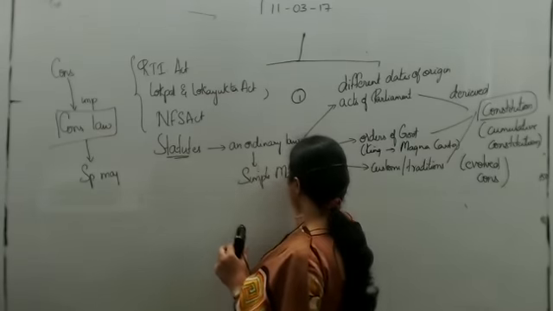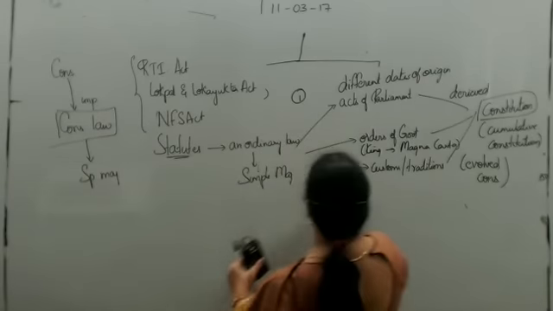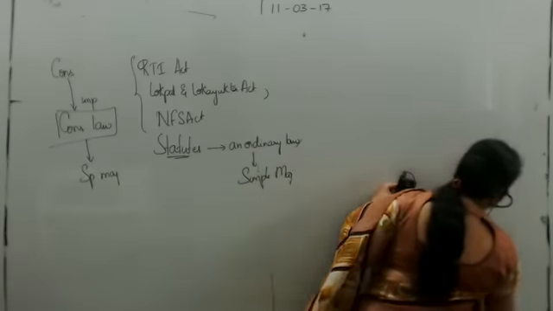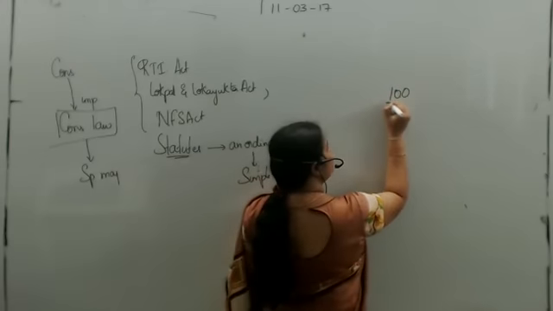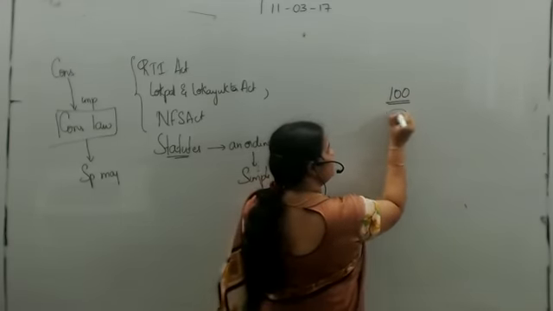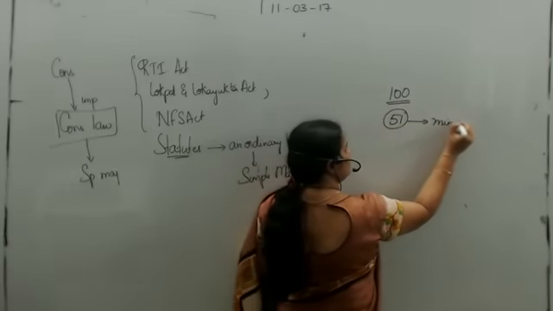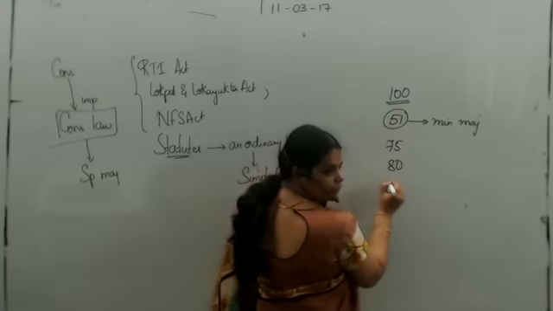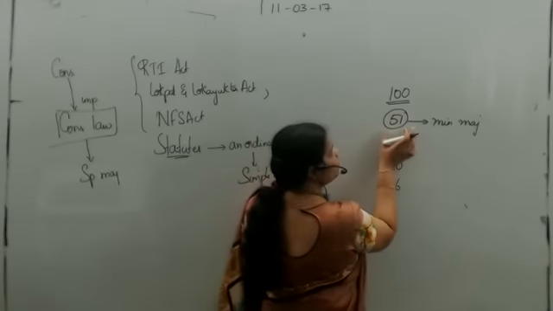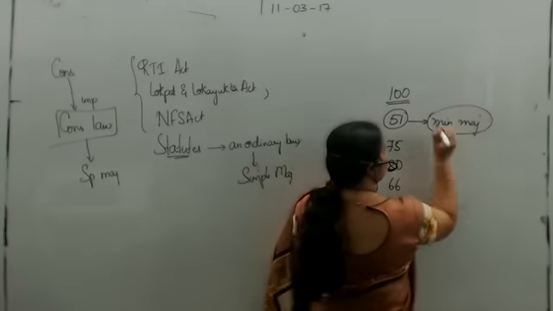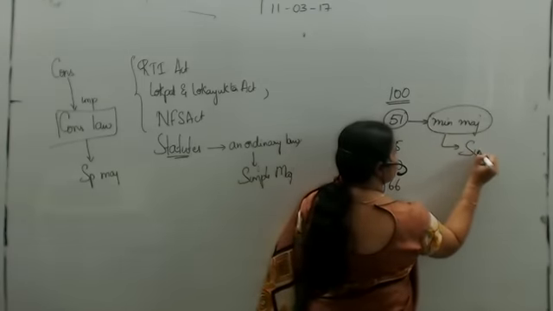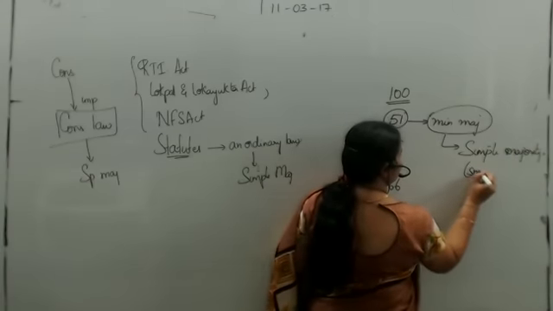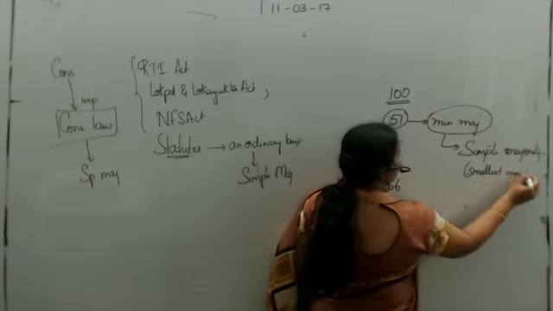Then the question is, what is a simple majority and what is a special majority? For you to understand this, tell me one thing. If we take 100, what is that one number which will divide it into a minority and a majority? 100 is the number. If I have to divide it into majority and minority, the number will be 51. So 51 is the minimum majority. Anything above 51, 75 is also a majority, 80 is also a majority, 66 is also a majority, but the minimum majority will be 51. This minimum, the smallest, lowest majority required, is called a simple majority.